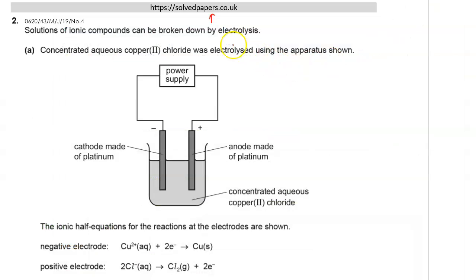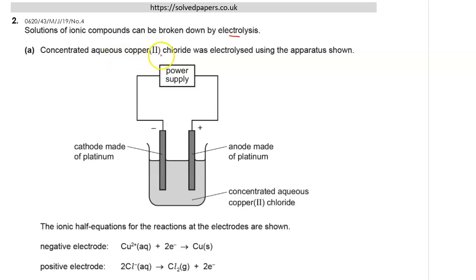That being said, let's go to question number 2. Solutions of ionic compounds can be broken down by electrolysis. Okay, we know that. Electrolysis is the breaking down of an ionic compound by the passage of electricity. That is something that is clear to all of us, or the majority of us who have done good revision.